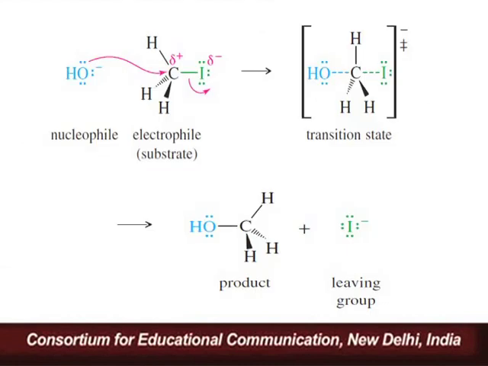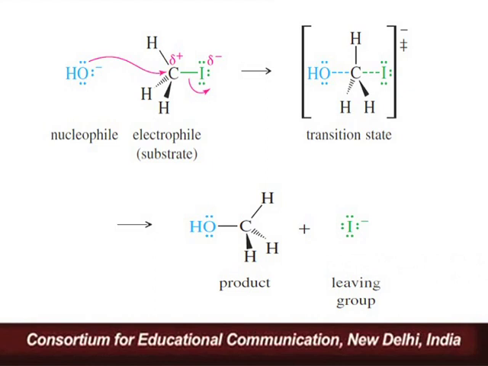This reaction I have further illustrated by taking an example of reaction of a strong nucleophile, that is hydroxyl anion with methyl iodide. So what we find in this reaction is that the hydroxyl anion, which is a strong nucleophile, attacks the carbon, which is electrophilic in nature, from the opposite side to the bond, which is to be cleaved.